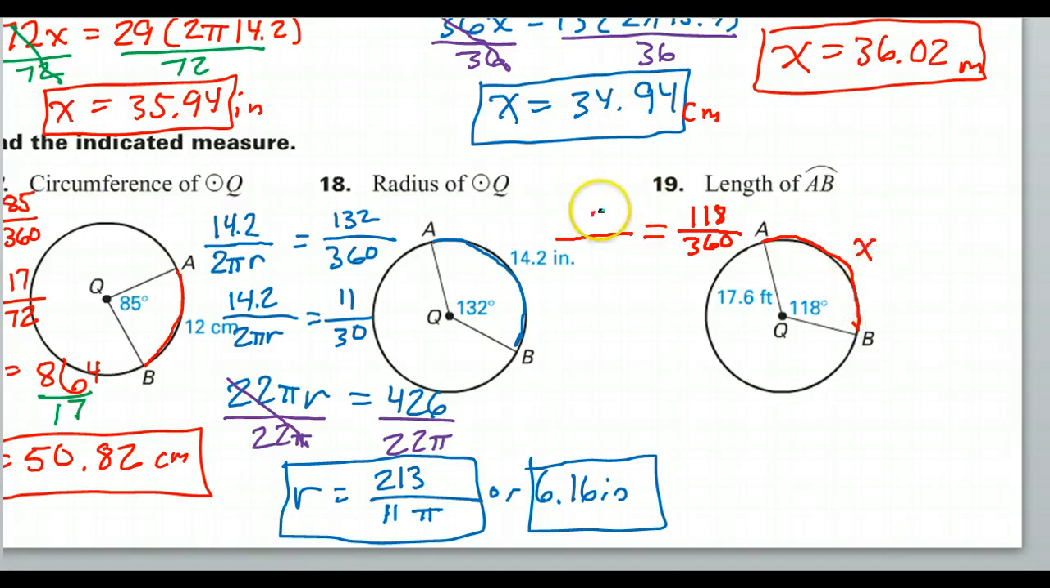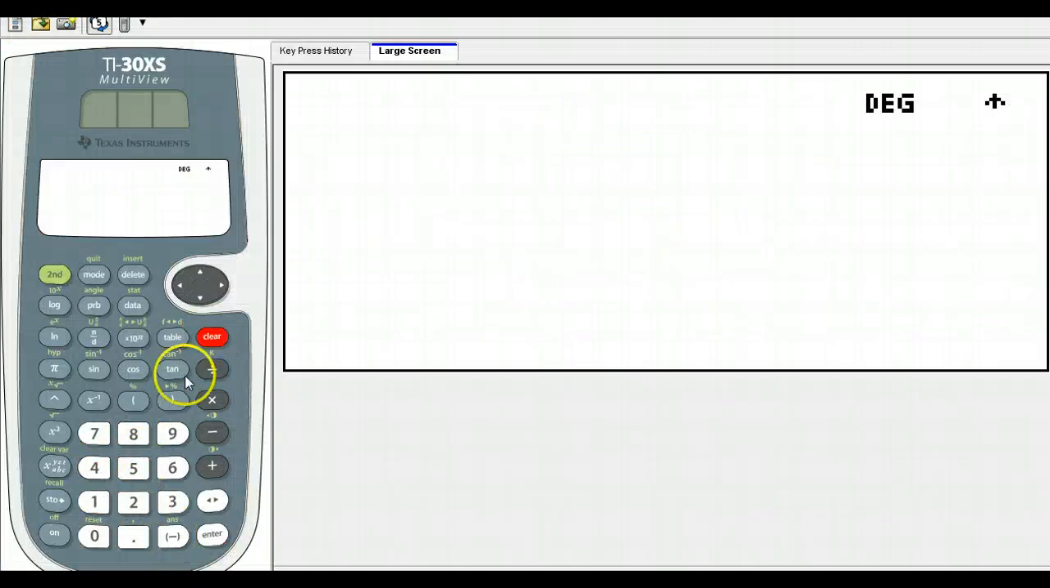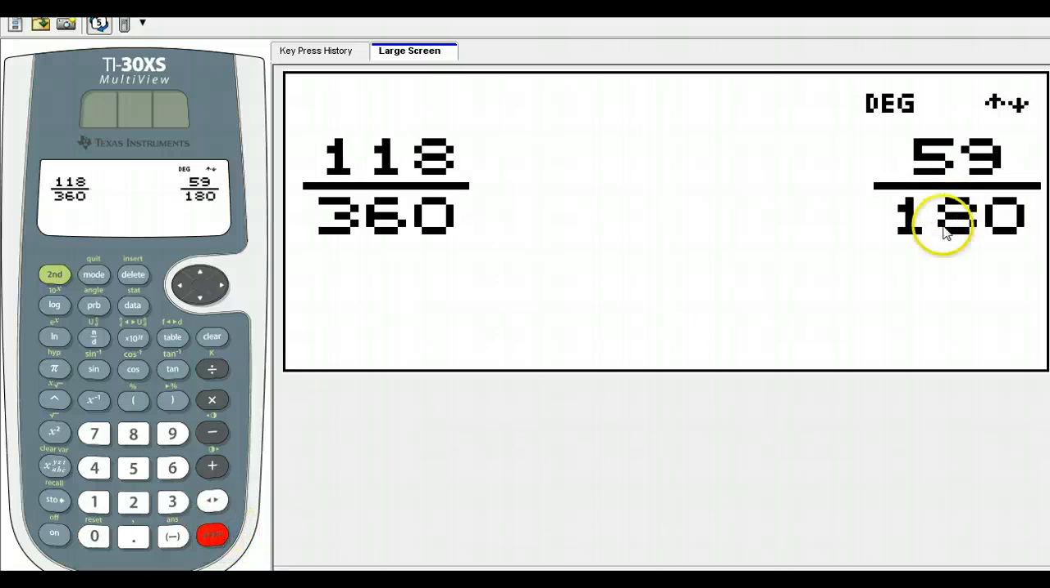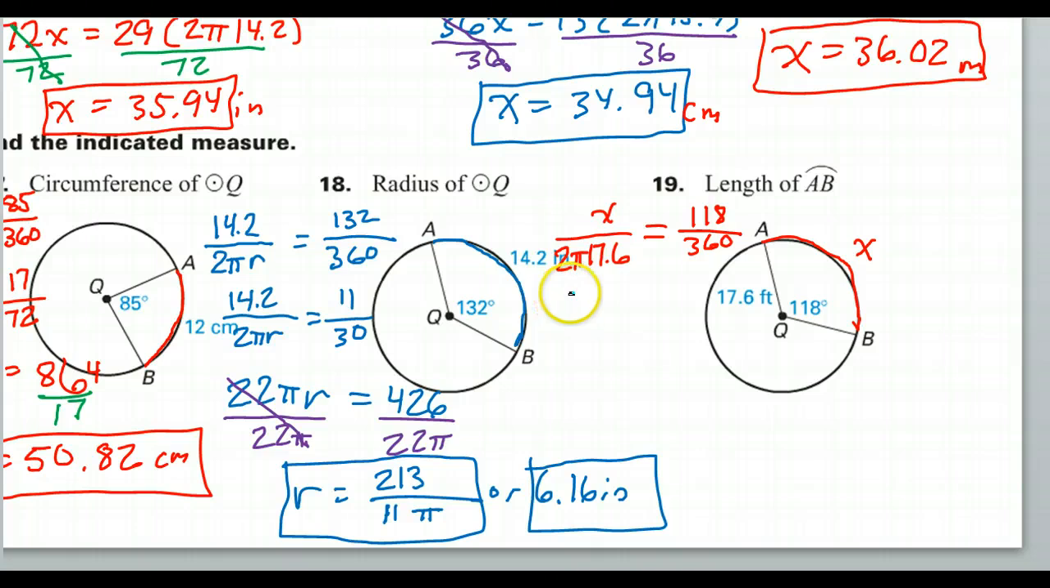So we don't know the length, so we'll call it x. The whole length is the circumference, which is 2 pi r. So that's 2 pi times 17.6, right from right there. Let's see, 118 over 360. It's 59 over 180. All right, so I have x over 2 pi times 17.6 equals 59 over 180. So I just need to cross multiply.